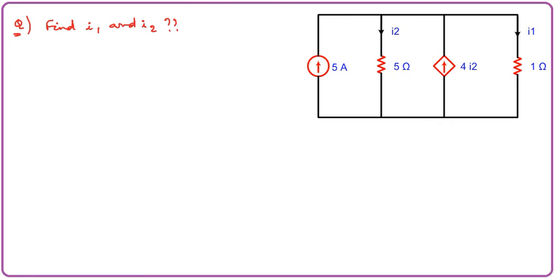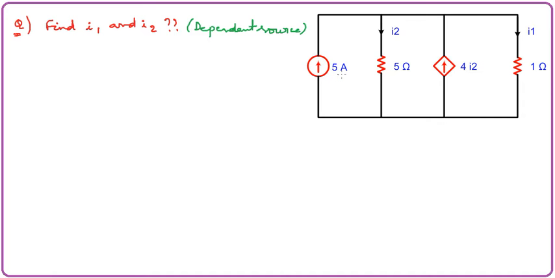Hi friends, so I have come up with one more problem. This problem is based on the dependent source. So if you can see here, the question is: find I1 and I2.